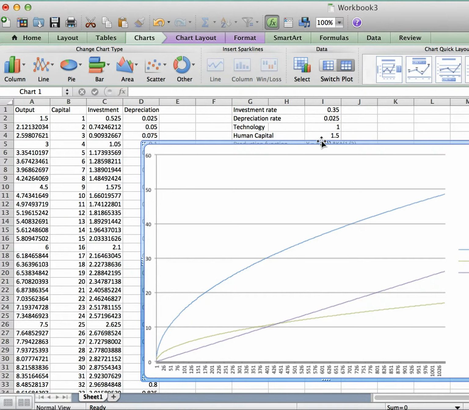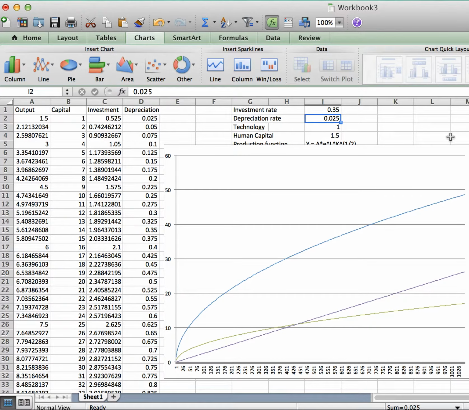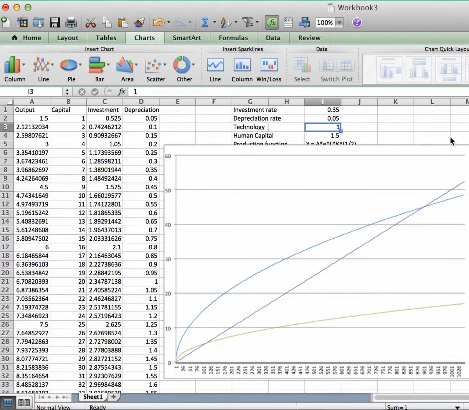Let's say that we now increase the depreciation rate from 2.5% to 5%. Now that really sliced in to the steady state. It shifted the purple line, the depreciation line, up substantially.